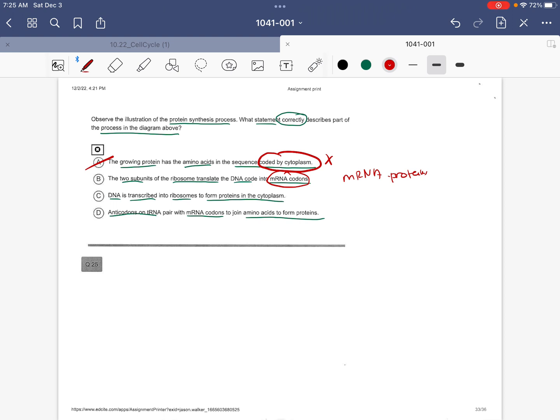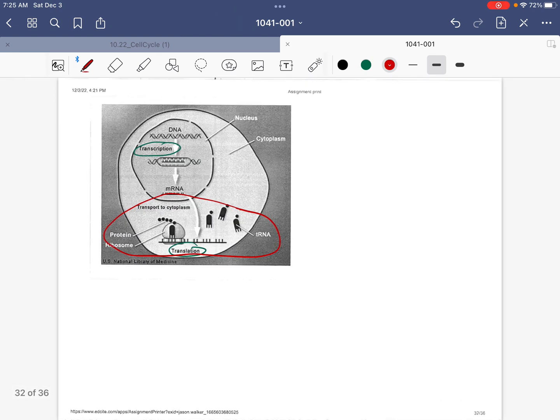Here it's telling us that you go from DNA to mRNA, that is transcription, so that is wrong. DNA is transcribed into ribosomes to form proteins in the cytoplasm. We do not form proteins in the cytoplasm. We form proteins in the ribosome, so this statement is incorrect. Anticodons in the tRNA, definitely. They match with mRNA codons to make amino acids. Yes. So this one, letter D is correct.